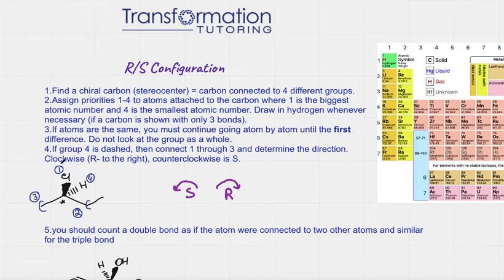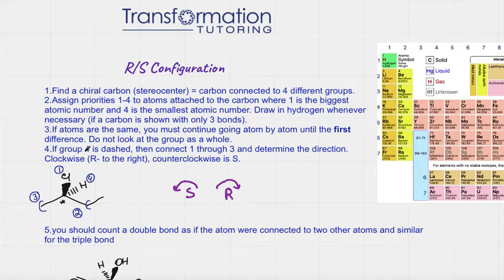So I went ahead and added the hydrogen because I saw that my carbon had only 3 groups on it. And then I assigned my priorities based on the atomic number. Chlorine has the biggest atomic number, so it got 1. Hydrogen has the smallest atomic number, so it got 4. And then between the 2 carbons, I saw that the carbon on the right is connected to one more carbon, while the carbon on the left is not. So the carbon on the right won, and it got number 2, and the carbon on the left got number 3.